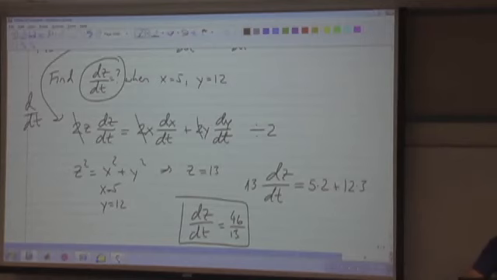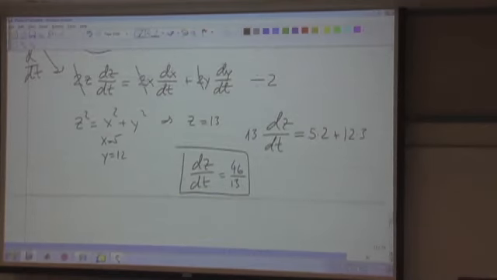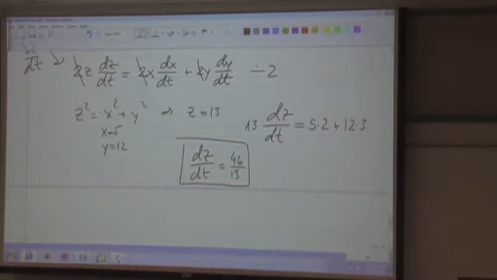Okay, ready for something more complicated? Oh no, it's going to get much more complicated. It's going to use the chain rule.